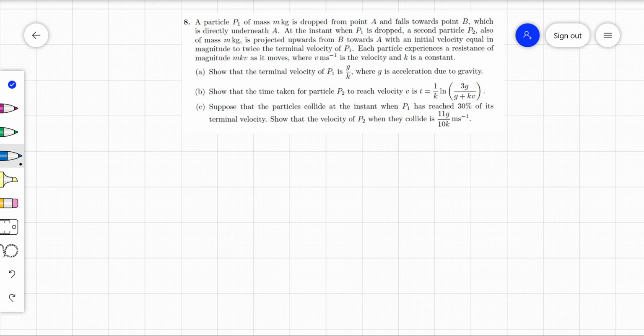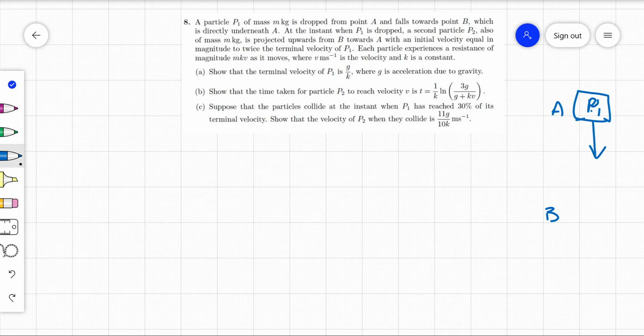Particle P1 of mass m is dropped from a point A. So let's say here's A, here's B. This particle P1, which has a mass of m, is dropped, so it's going in this direction and it falls towards point B.